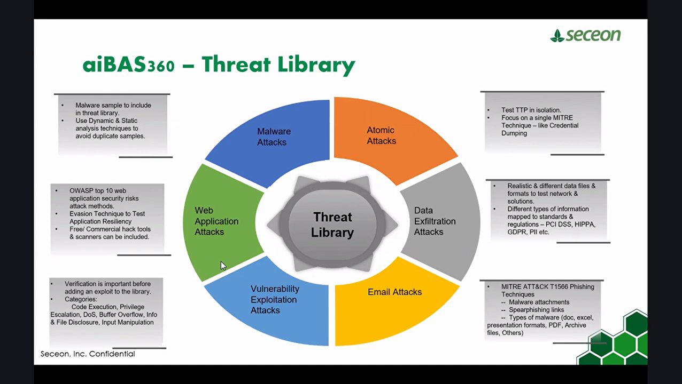So we'll start with the first, atomic attacks. For precision testing, we isolate and test individual tactics, techniques, and procedures, such as credential dumping, to ensure each control layer is doing its job, even at the micro level. Then comes the data exploitation attack. We don't just test for the breach. We test what happens after, by simulating the exploitation of sensitive data mapped to real compliance standards like PCI DSS, HIPAA, GDPR, and others.